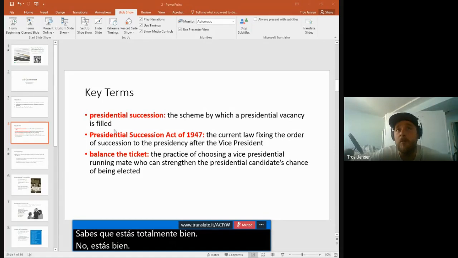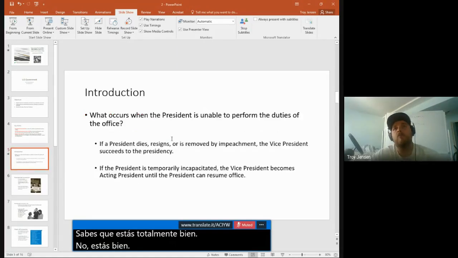Okay, so make sure you have those three written down. So, start us off. What occurs when the president is unable to perform his duties in office? This is if a president dies, resigns, or is removed by impeachment. The vice president succeeds to the presidency. We've seen this with Gerald Ford and Richard Nixon.